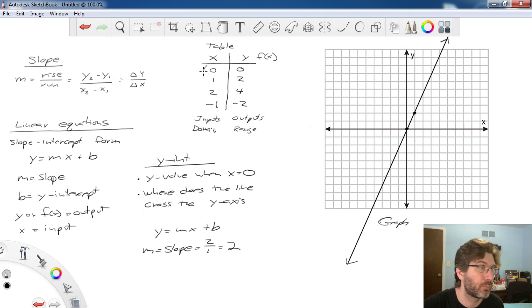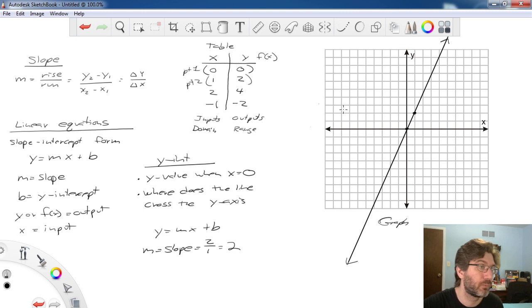We can say, hey, this point here, we're going to call point 1. And this point here we'll call point 2. You could have used any points you wanted. As long as you have 2 points, it'll work. You plug into this formula.